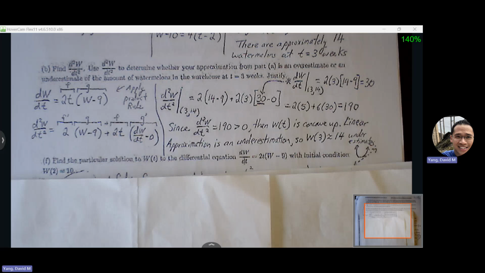Part F, again, we are solving differential equations. But again, not in terms of x and y. This is in terms of t and w. So cross multiply, but eventually we want w's on the left and t's on the right.